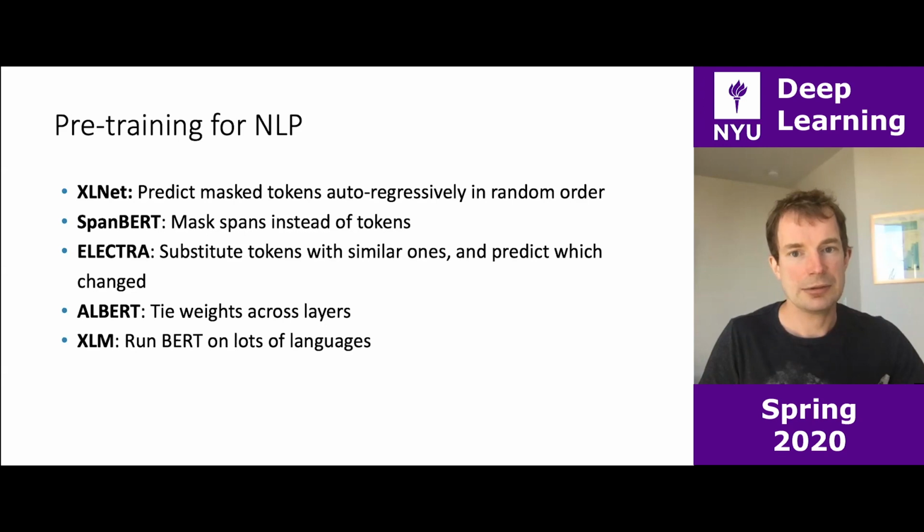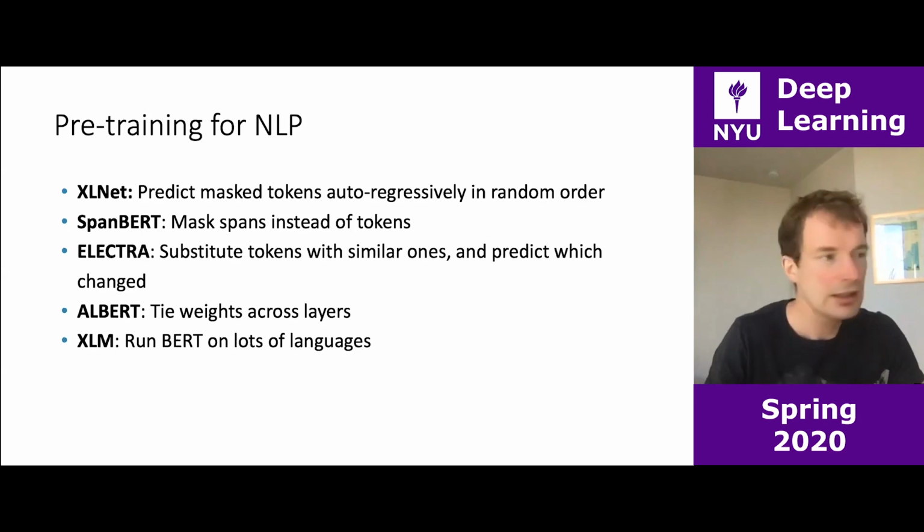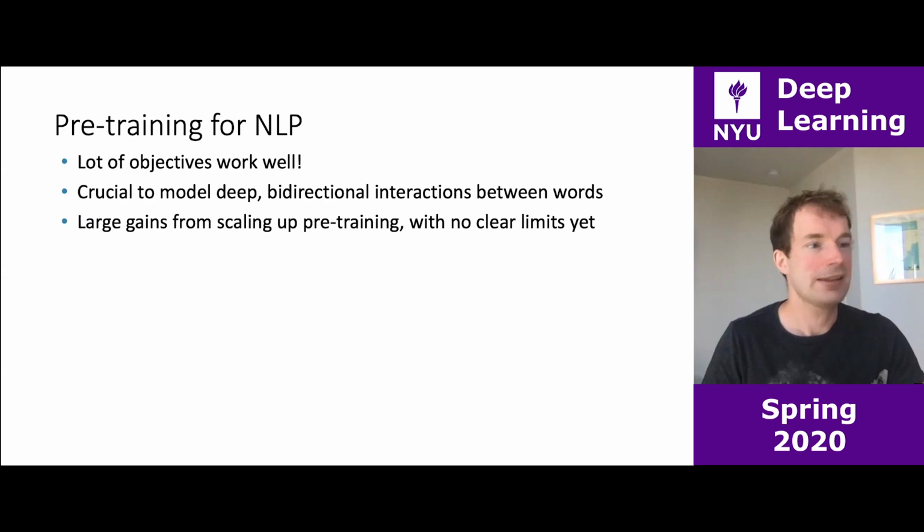The key point I want you to take from this is that these are all variations on a theme. In the end, lots of different things work. The important thing is you have big models, you have bidirectional interactions between the words, and if anything, the scale you do this at is the most important thing.